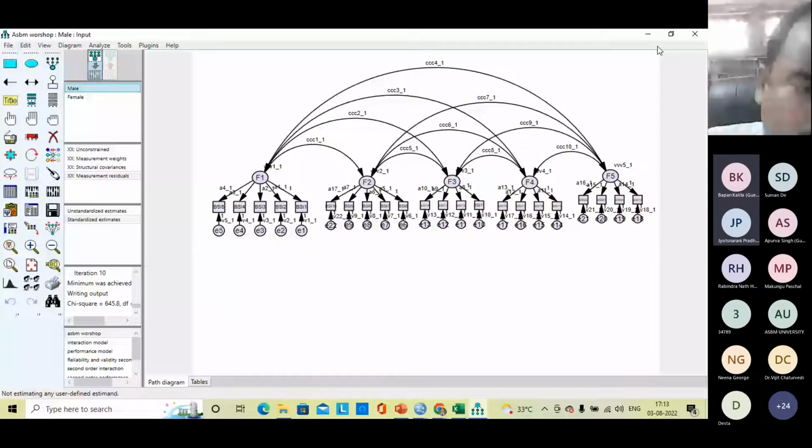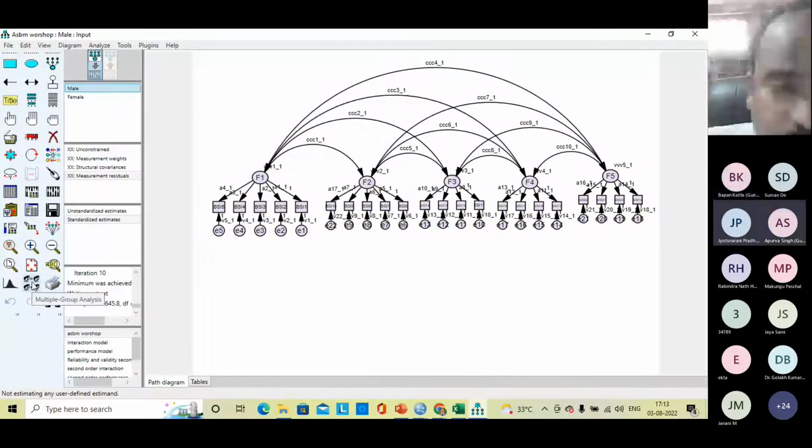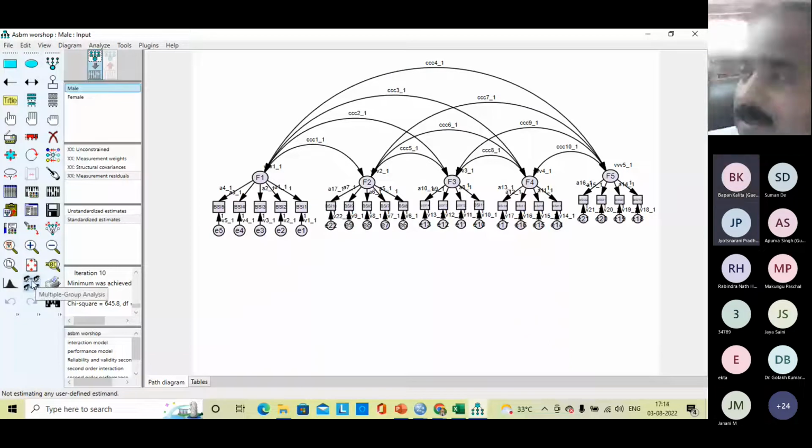Simple. Go to this icon. I'm moving around my cursor. Go to the icon. Put your cursor slowly. Look at here. It is written multi-group analysis. Click there. Once you click, there will be another pop-up box.